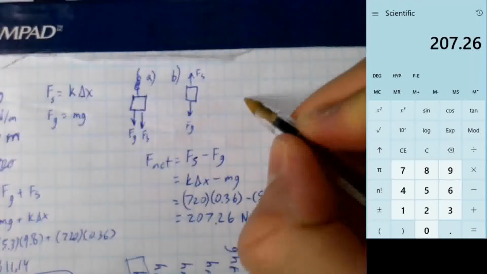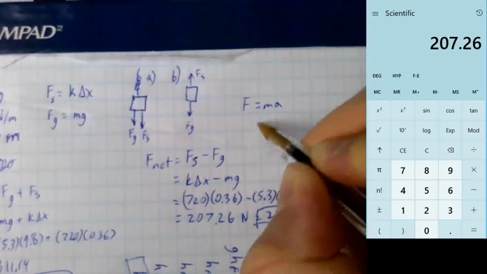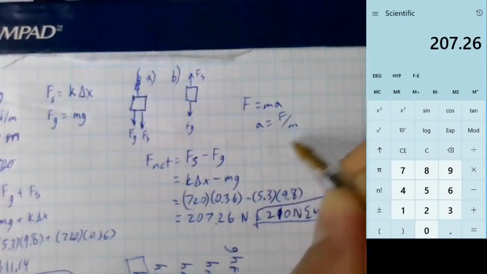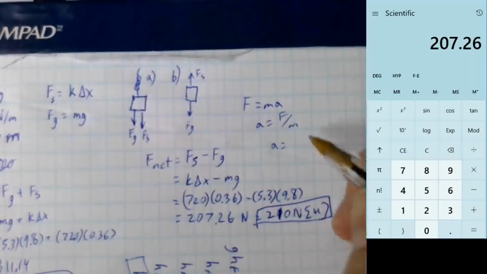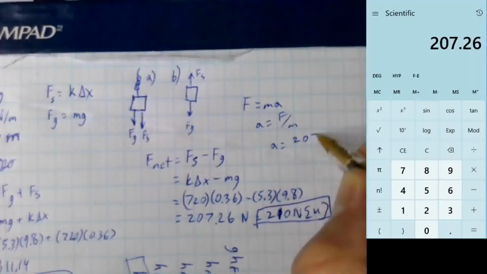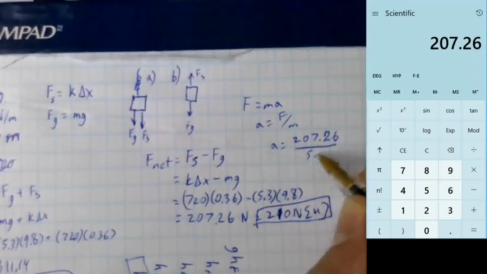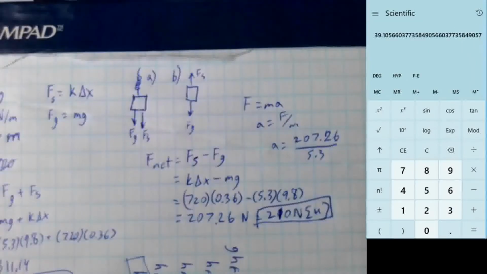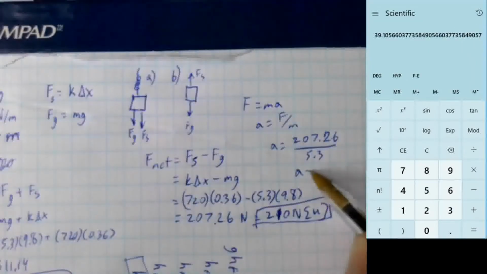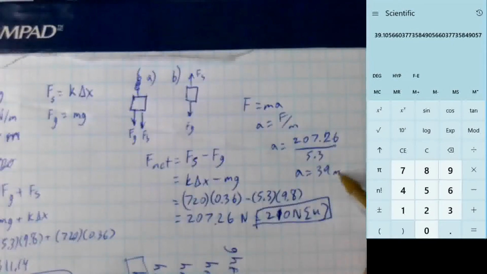And then again, I can use F equals ma, a equals F over m. a is equal to 207.26 divided by my m, which is 5.3. So I divide this by 5.3, and I end up with 39 meters per second squared up.